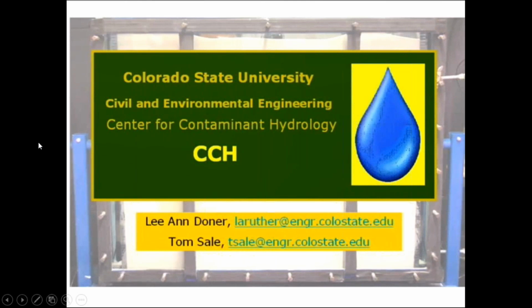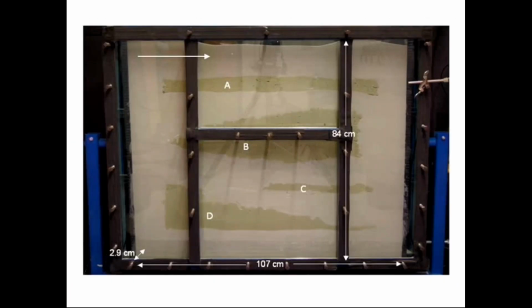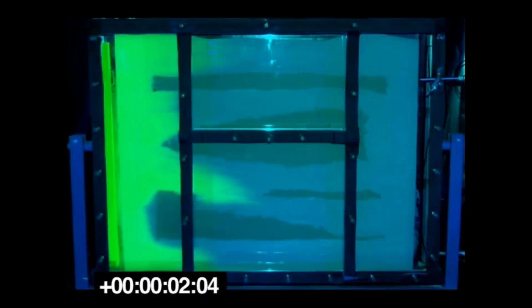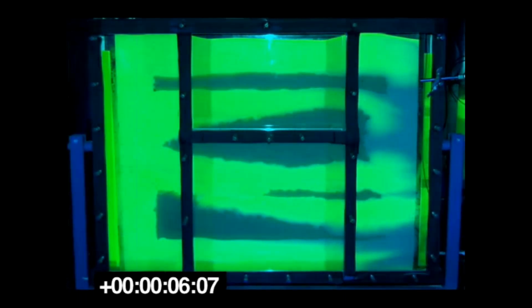This is from Tom Sale, professor at Colorado State University, one of his graduate students. Basically, he took a sand tank, pretty small, and had dark layers of bentonite clay, which we all know are practically impermeable. In a minute, they're going to start putting in water with a fluorescein dye. These are days on the scale. So I was going through, taking a picture. Now look at the dark areas.